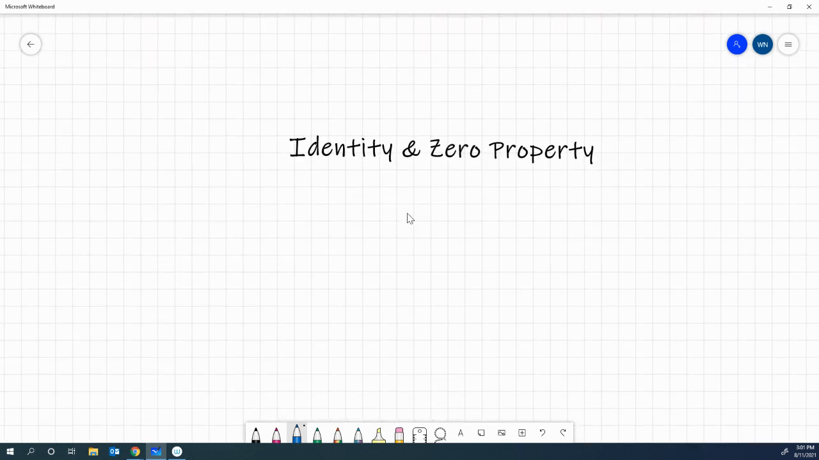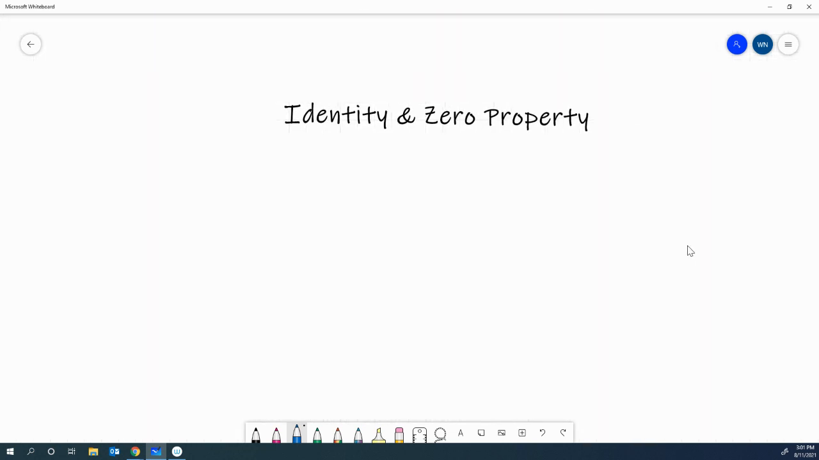And for the last two, they're so easy, we have them together. The identity property and the zero property. So identity property just means anything times 1 equals itself. So 4 times 1 is 4. It keeps its identity. Your identity is who you are. So if we multiply anything by 1, it stays the same.